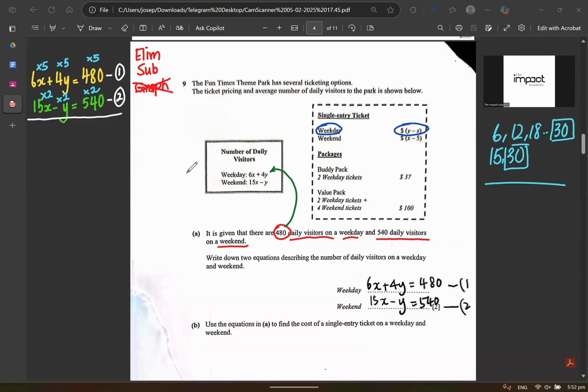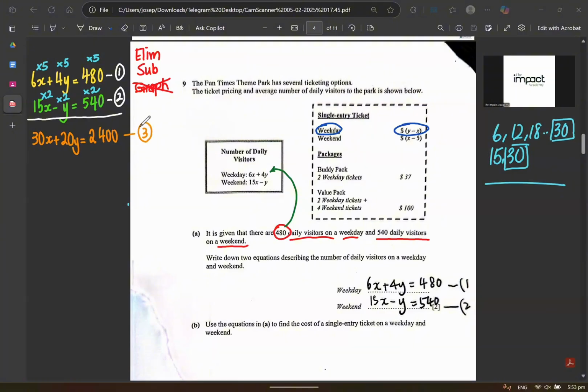Got it? Okay, so what are you going to do now? You have your new equation, right? What is your new equation? 30x plus 20y equals 2,400. Awesome. And you must call this your equation number 3. Does it make sense to you?